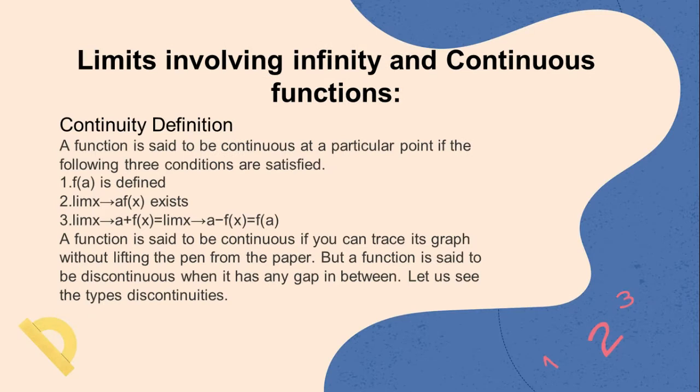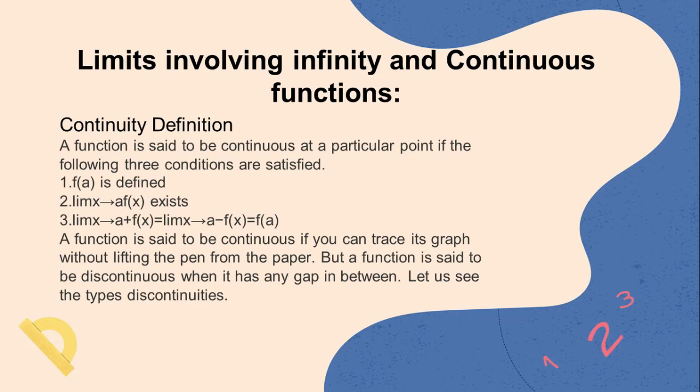Continuity: a function is said to be continuous at a particular point if the following three conditions are satisfied. First, f of a is defined. Second, the limit as x tends to a of f of x exists. Third, the limit as x tends to a plus of f of x equals the limit as x tends to a minus of f of x equals f of a. A function is said to be continuous if you can trace its graph without lifting the pen from the paper, but a function is said to be discontinuous when it has any gap in between.